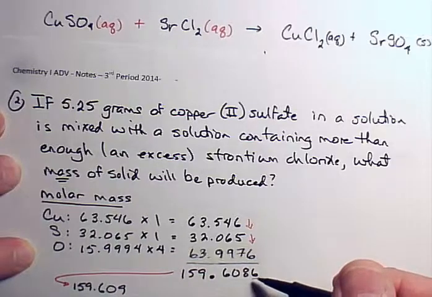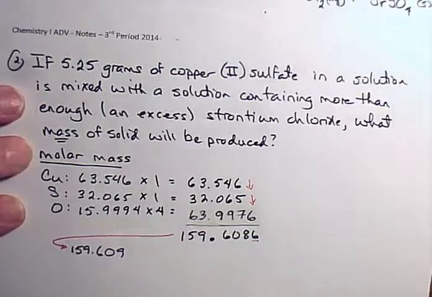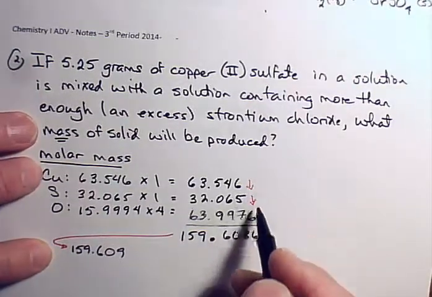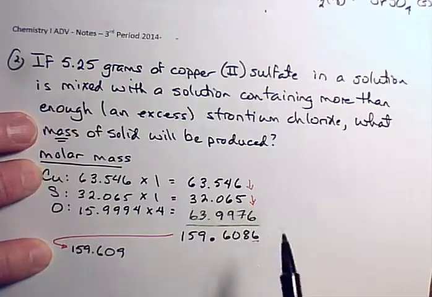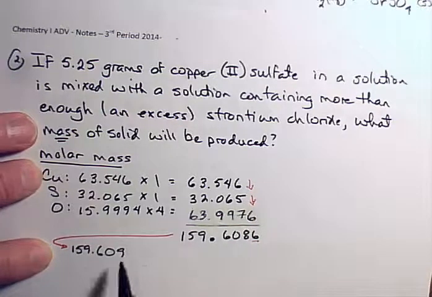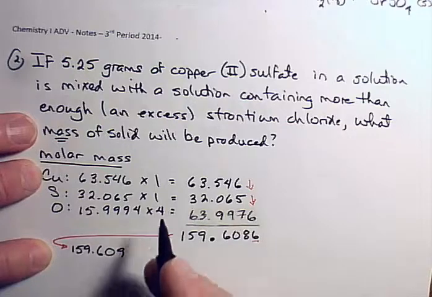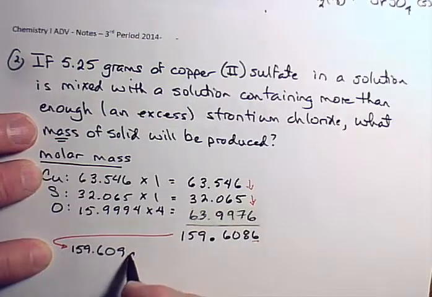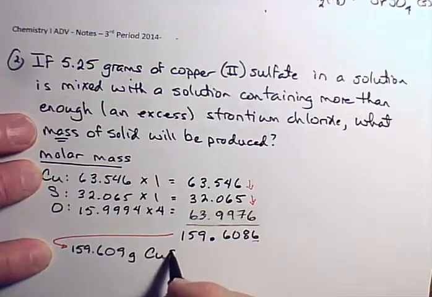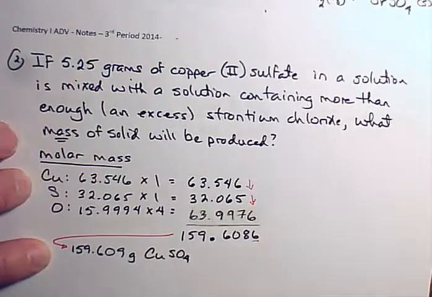All right, so we add these together. We've got a 6 on the end that has to be rounded off because it's added to empty slots. We don't know what they were going to be. We round them off. This 8 becomes a 9 because the 6 is 5 or above. We get grams then of copper sulfate.